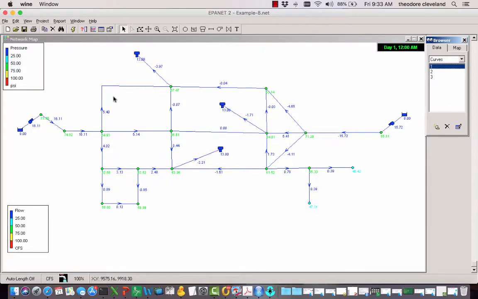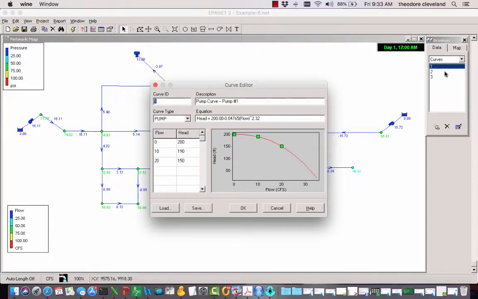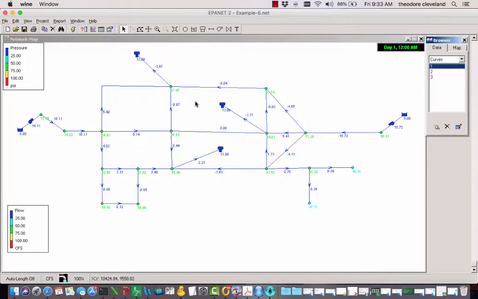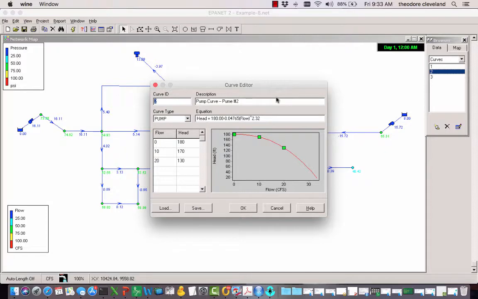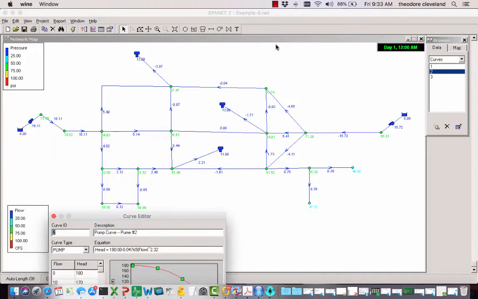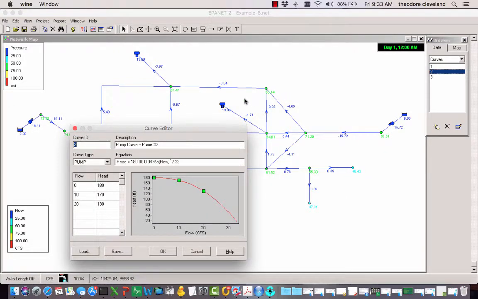So storage curve number 1, excuse me, that's pump curve. Pump curve number 1 is this one in gallons per minute, and that's associated with pump 1, which I imagine is this guy. Pump curve number 2 is associated with this pump.